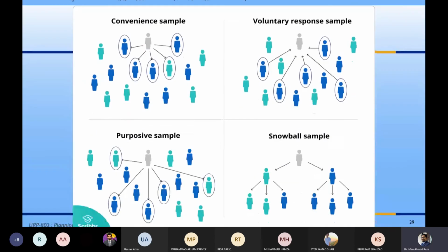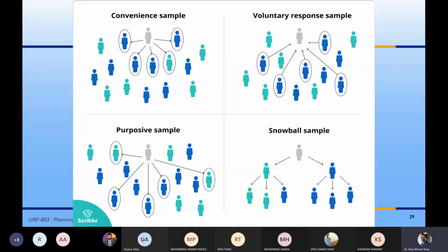By diagram, I would say this is a very easy way to describe the types of non-probability sampling in which you are conveniently choosing your samples. In voluntary response, people are approaching you. In purposive sampling, you are approaching pre-selected persons. And snowball sampling is a referral system, where one person is pointing you to other samples. So that is snowball sampling.